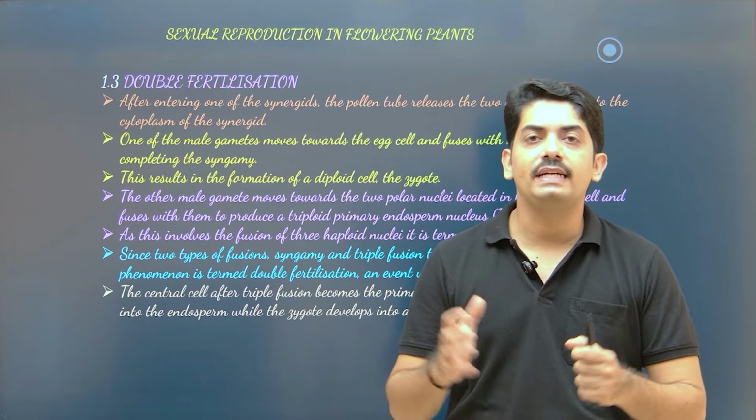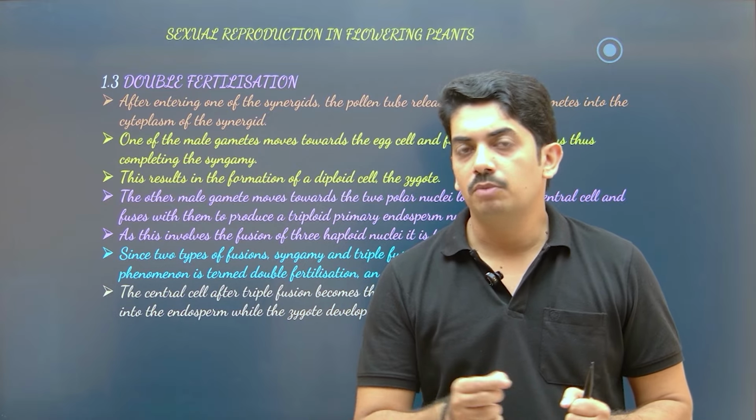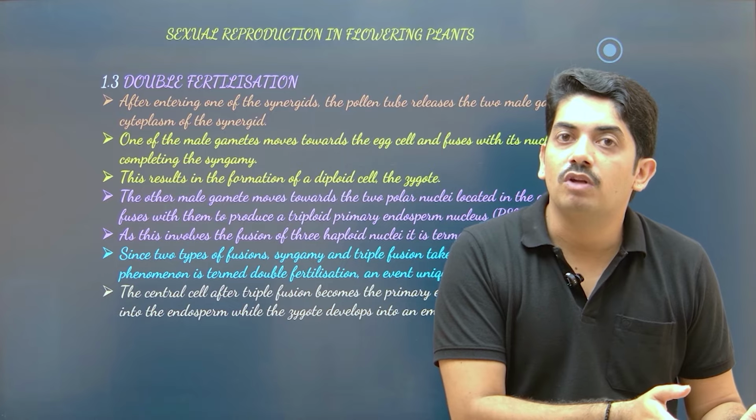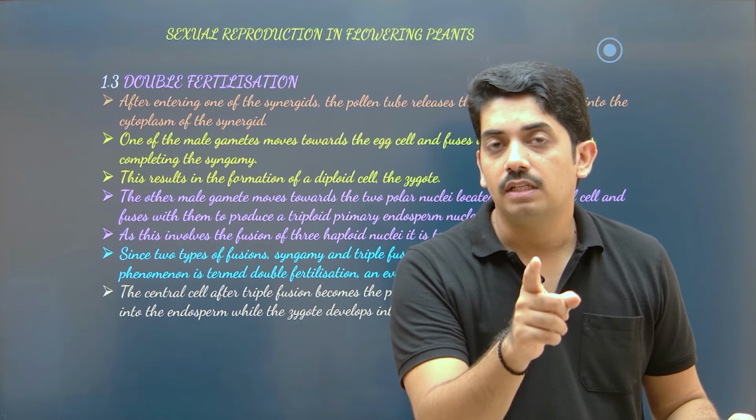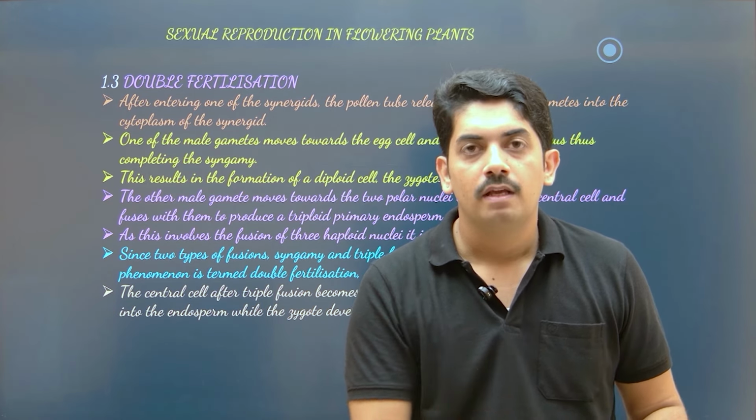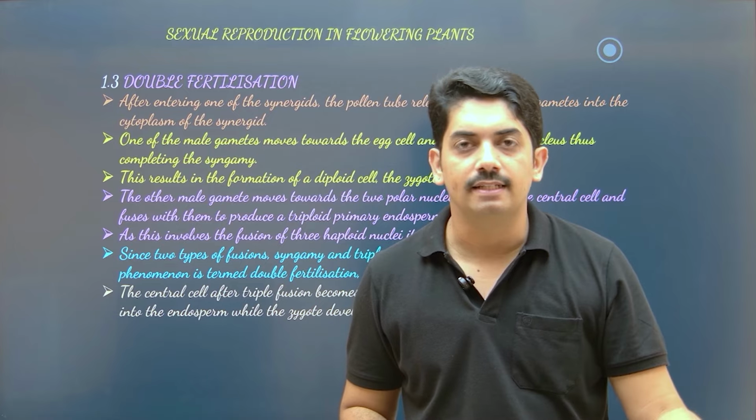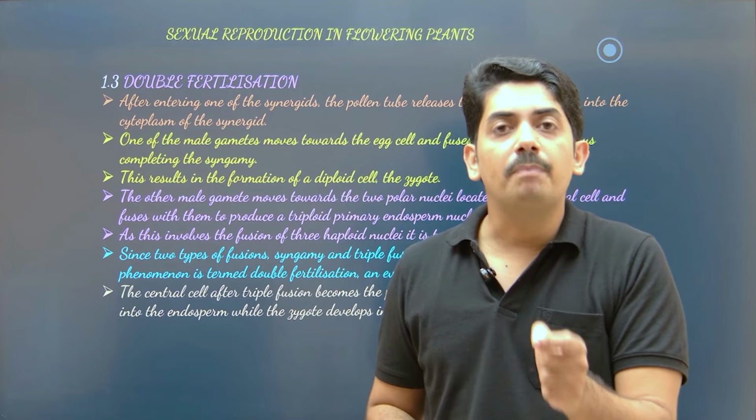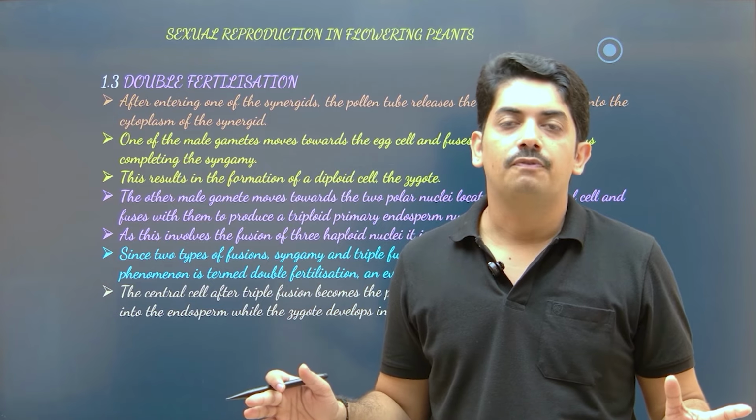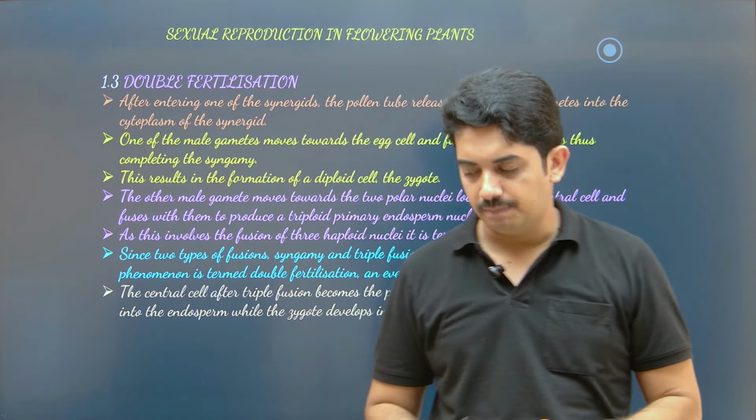There is one important aspect here. Why is there a need for endosperm? And one more thing: endosperm formation takes place first and embryo development takes place later. Sometimes in competitive exams they particularly take these sentences. So the endosperm formation takes place first and embryo development takes place later. The reason is that the developing embryo needs sufficient food for its development, so endosperm development takes place first and then embryo development.